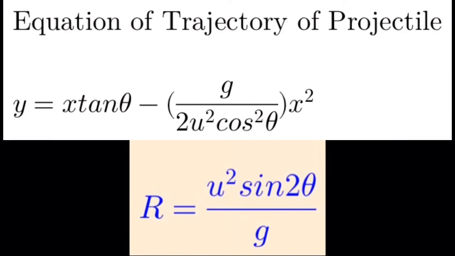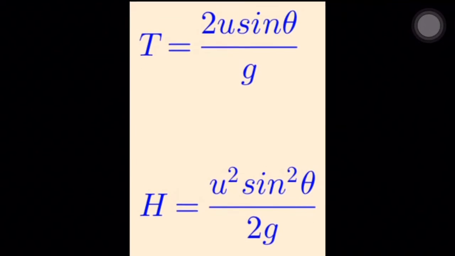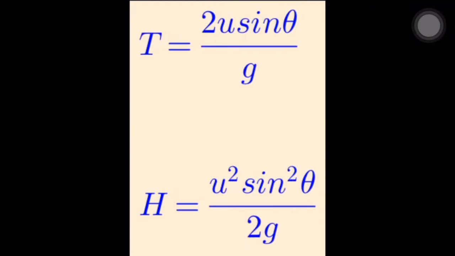The equation of this shape, or the equation of trajectory of projectile, is given by y is equal to x times tan theta minus g x square divided by 2 times u square cos square theta. So this is the basic theory of projectile motion, and let's move on to the animation.